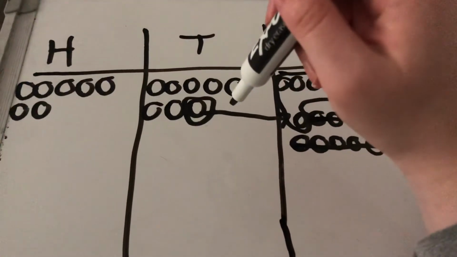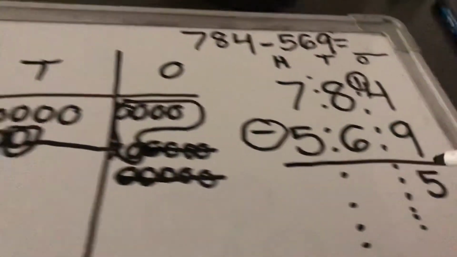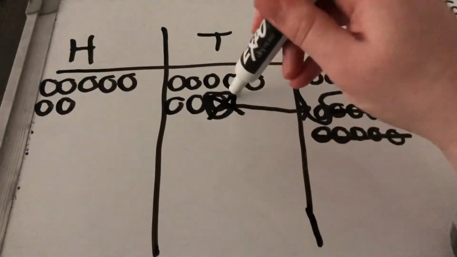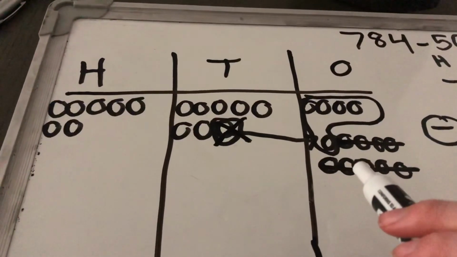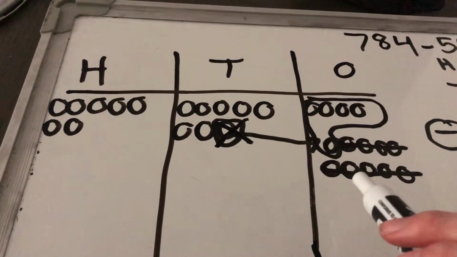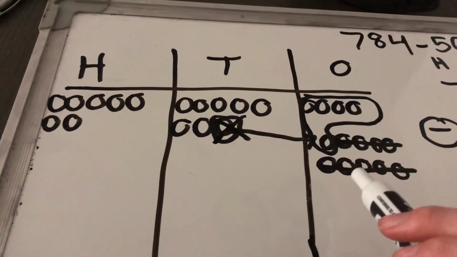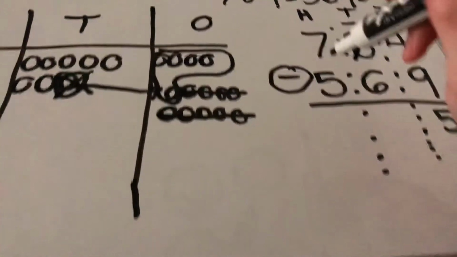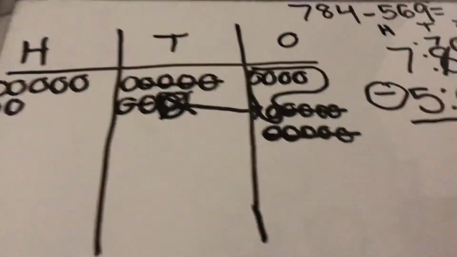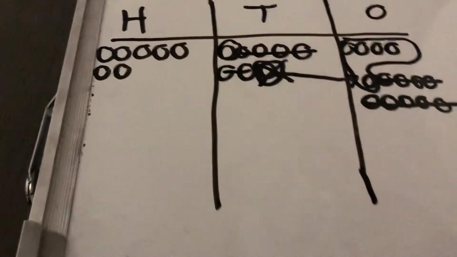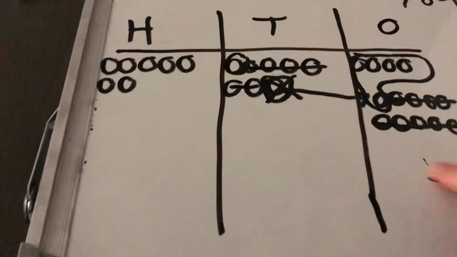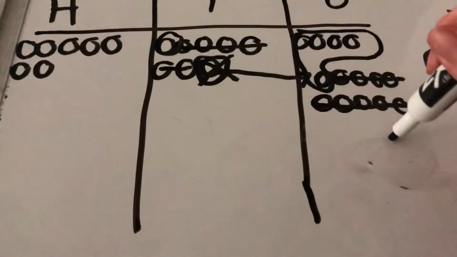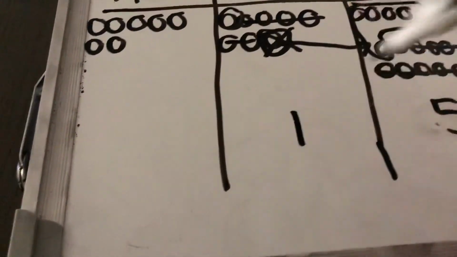Now because we did our ones, it's time to do our tens. I see that we moved a group of 10 and made it ones. So I'm going to cross it out because we know where it went. Now instead of 8 groups of 10, how many groups of 10 do we have? Right, we have 7 groups of 10. 7 minus 6 is 1. So right now we have 5 ones and 1 group of 10.